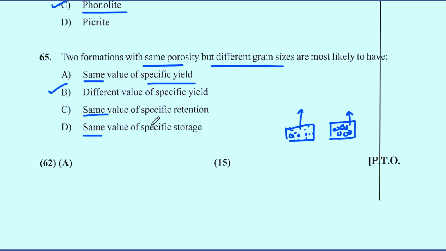Specific retention is the water that remains within the pore spaces after removal. Specific storage is also not the same. I already told you the area is not the same, so specific storage is also different. So the right option is the one that says all are different.